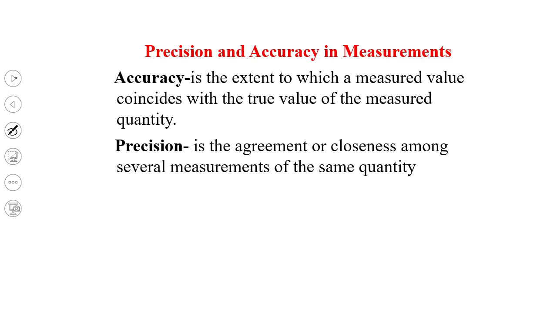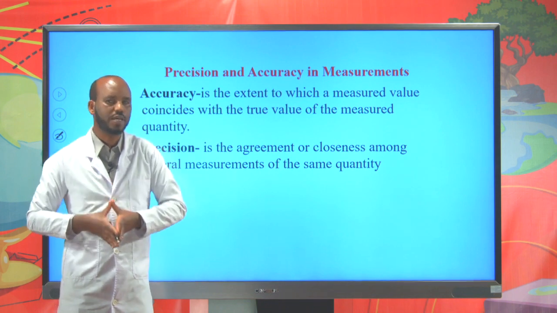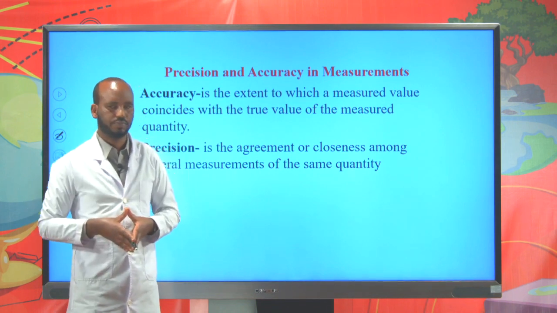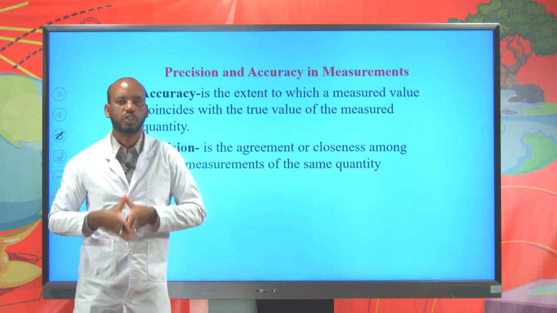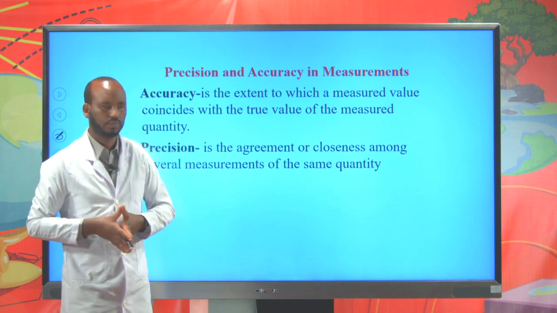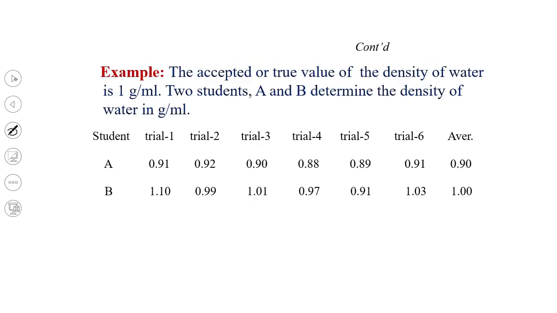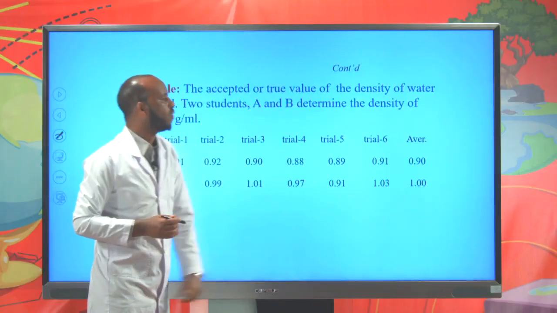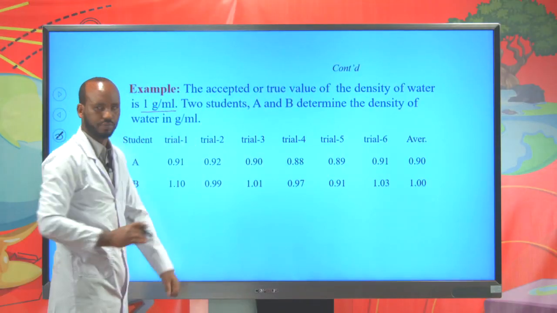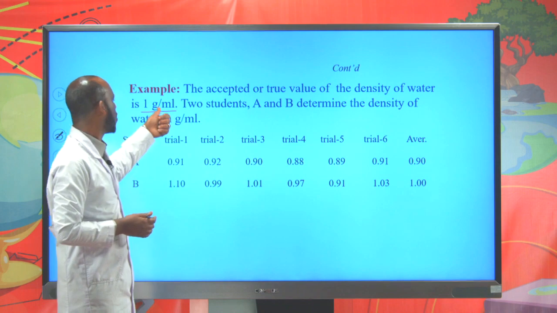Precision and accuracy in measurements. Precision and accuracy are terms which are used to express uncertainty of a measurement. Accuracy is the extent to which a measured value coincides with a true value. Precision is agreement or closeness among several measurements of the same quantity. For example, the accepted or true value of the density of water is 1 gram per milliliter.